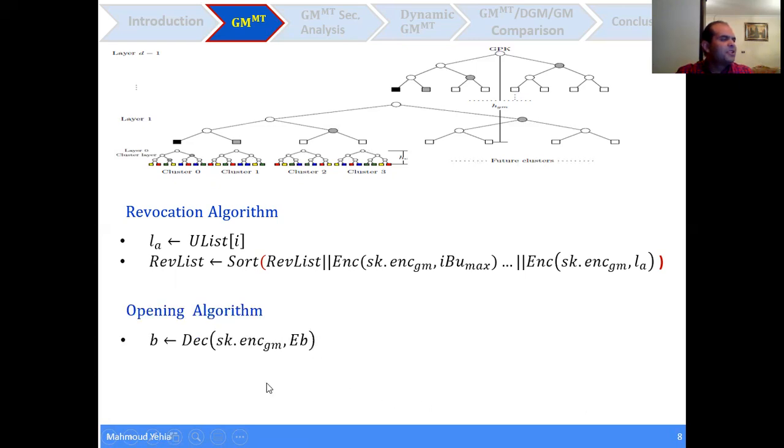And for the opening algorithm, the group manager performs the decryption of the encrypted label in the signature, utilizing the group manager secret key sk.enc, to get the label B, then performs flooring of B over P max, where P max is the maximum number of signatures that can be supported by a group member in the whole life of the scheme, to get the identity i of the signer.